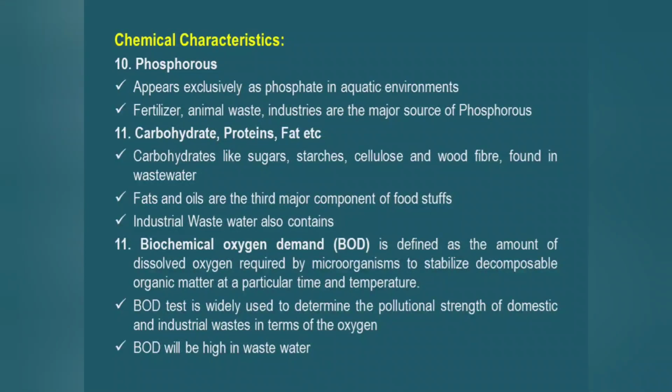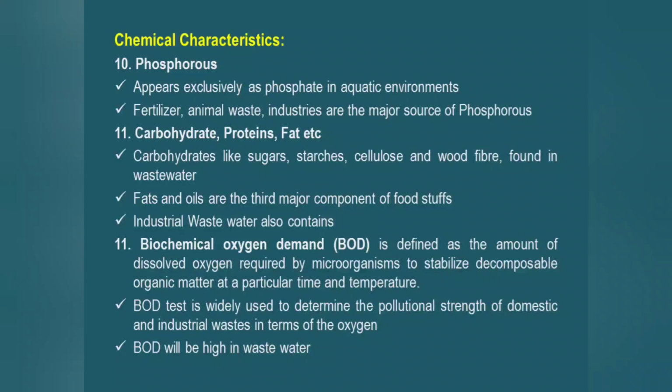Phosphorus. Naturally phosphorus occurs in the aquatic environment as phosphate. Some fertilizers, animal waste, and industries are the major sources of phosphorus, and some industrial effluents also contain this phosphorus. And this high amount of phosphorus and nitrogen in the aquatic environment leads to eutrophication and algal blooming.